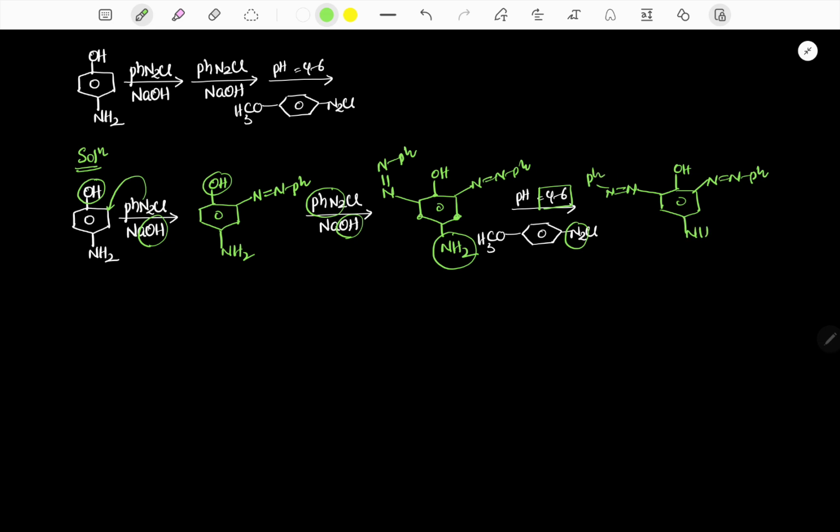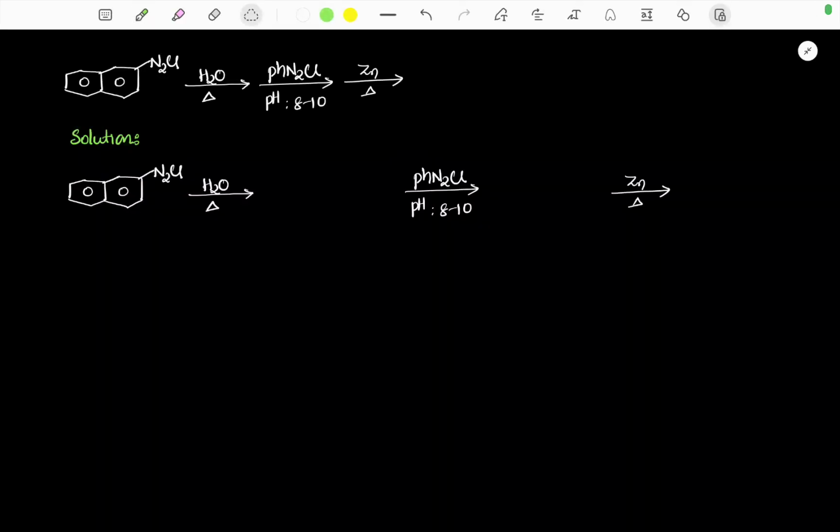So with respect to NH2, the ortho position is where the electrophile goes. Benzene diazonium chloride is treated with H2O and heat. Of course, here it is a naphthalene diazonium chloride.